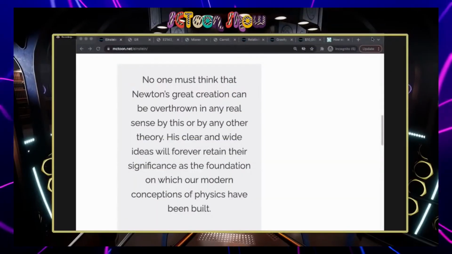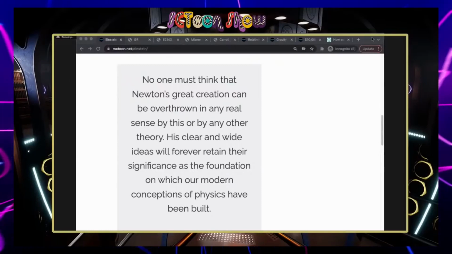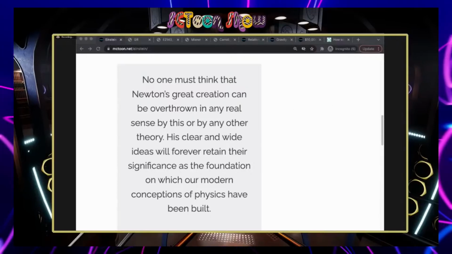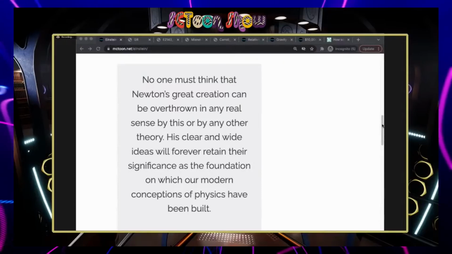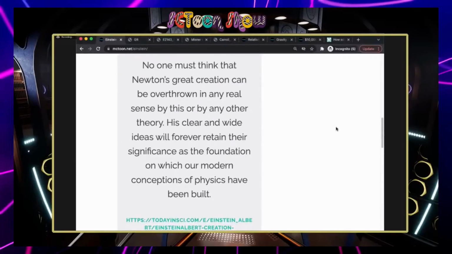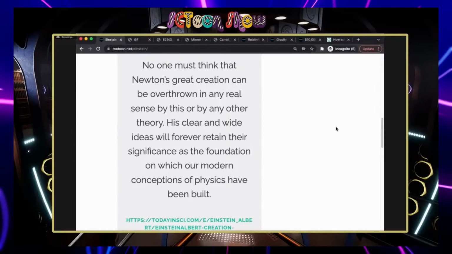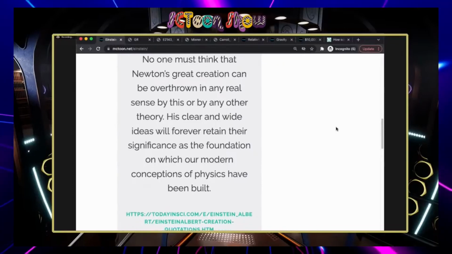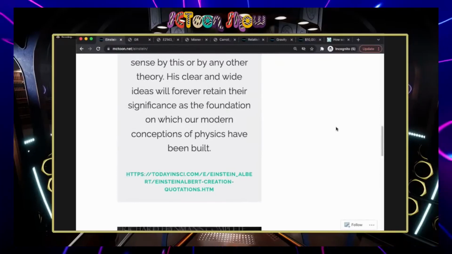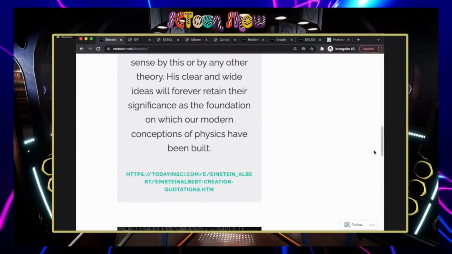All right. Well, that was a lot, and I disagree. QED. I'm kidding. That's basically what you did with the last one. So I have stuff here. First of all, Einstein did not disagree with Newton. Here is a quote from him. "No one must think that Newton's great creation can be overthrown in any real sense by this or any other theory. His clear and wide ideas will forever retain their significance as the foundation on which our modern conceptions of physics have been built." And there is the citation there for when he said that.